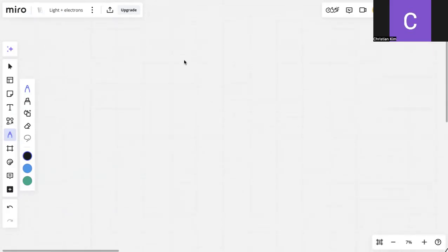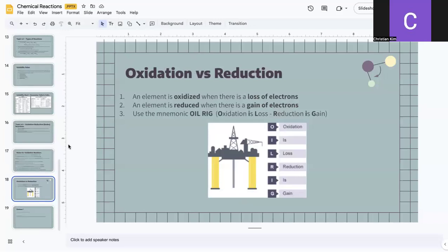And another thing that we should talk about is actually balancing. Oh, sorry, before we go into that, we should talk about the difference between oxidation and reduction. Oxidation is essentially when an element is losing an electron. So if an element loses an electron, it is oxidized. When an element is reduced, or undergoing a reduction reaction, it gains an electron. You can use the mnemonic OIL RIG: oxidation is loss, reduction is gain.